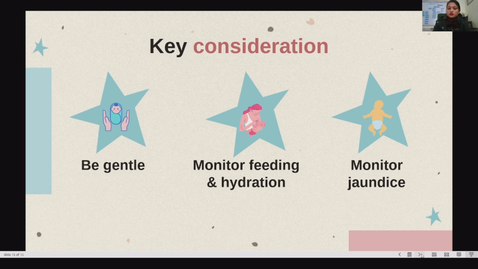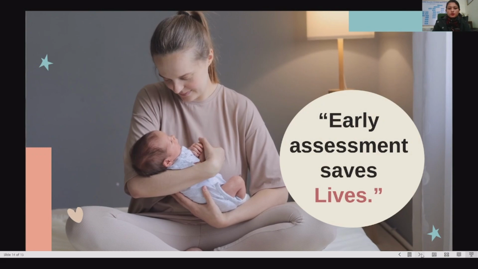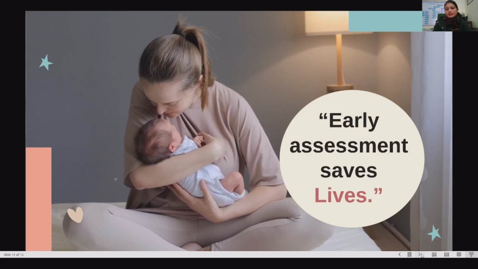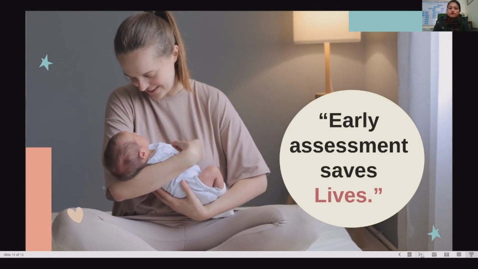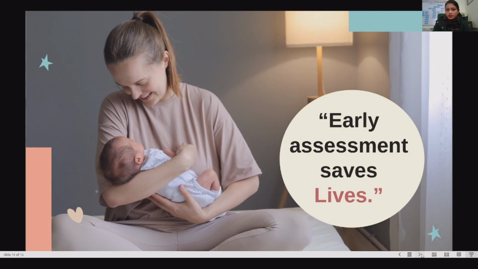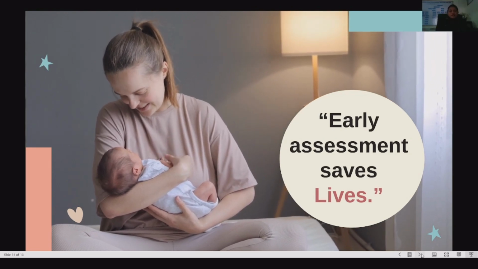And the last one is monitor the jaundice. If jaundice appears in the first 24 hours or spreads so rapidly, then this requires urgent medical attention. Now, coming to the conclusion, early assessment saves lives. The modified Kramer scale is a simple yet powerful tool for assessing jaundice in the newborn. With practice and vigilance, it can help ensure early detection and prompt treatment, paving the way for a healthy start in life.